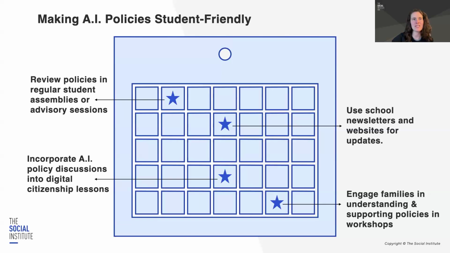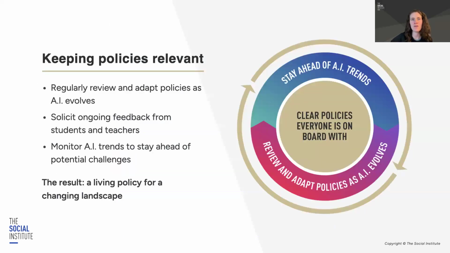But once you have your policy, your teachers feel comfortable, your students are learning these lessons, getting families in on workshops and really helping them to deep dive and understand can also be really key to keeping everyone on the same page. But of course, we want to make sure that we're keeping policies relevant. You can see the wheel on the right. We're staying ahead of AI trends. We want to review and adapt policy as AI evolves. Stay ahead, right? Keep that wheel going so that we can have clear policies that everyone is on board with.